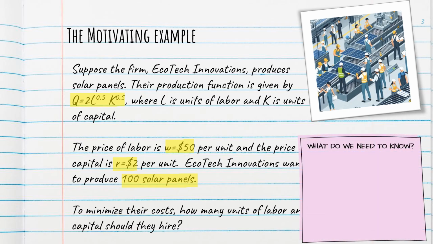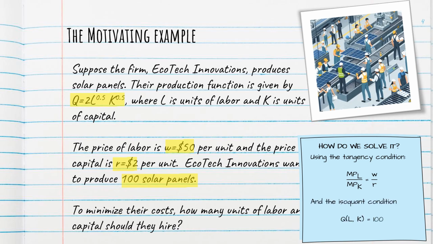What do we need to know to answer this question? We need to know the production function, the output goal, as well as the input prices. How are we going to solve this question? By using the tangency condition and the isoquant condition.